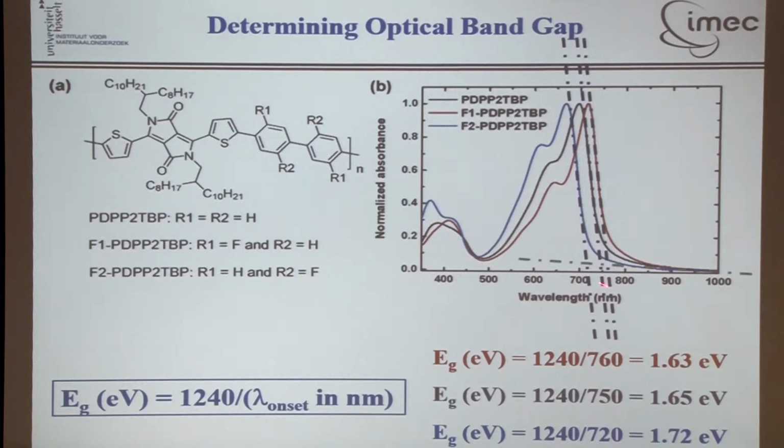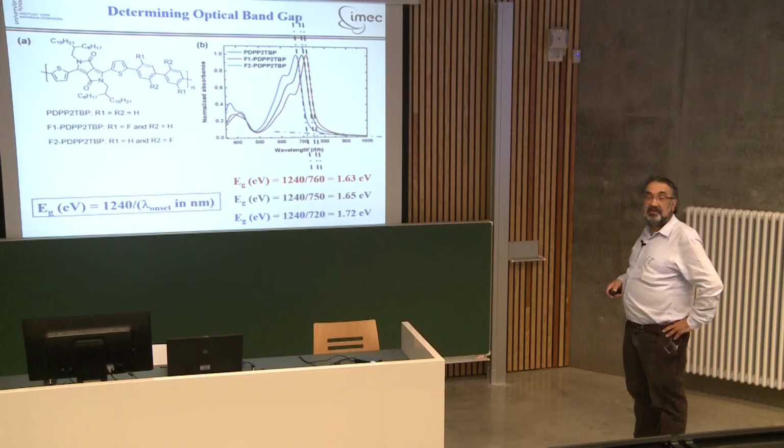And if you have then the baseline, you have the intersections, you find these onsets in nanometers, and with this formula you can then calculate the band gap. That's the easiest way.